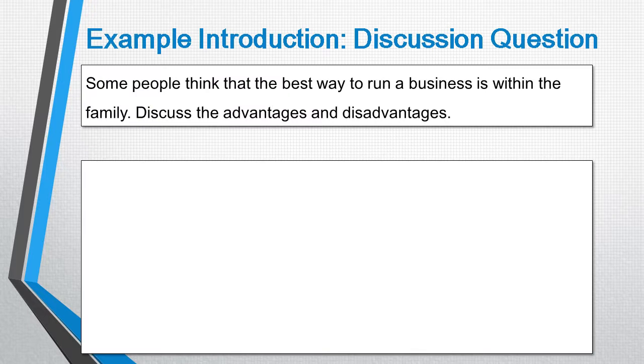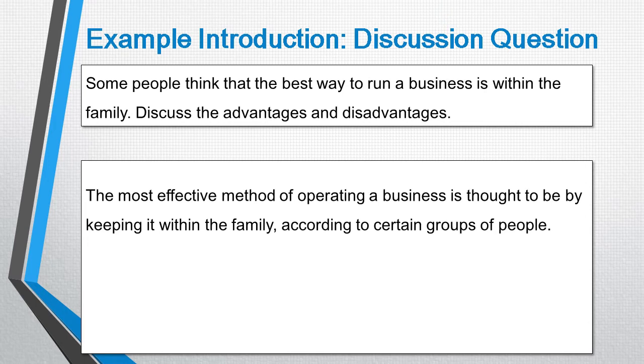And here's the first question we're going to look at, and this is a discussion question. Some people think that the best way to run a business is within the family. Discuss the advantages and disadvantages. So, I've rephrased this question to: the most effective method of operating a business is thought to be by keeping it within the family, according to certain groups of people.